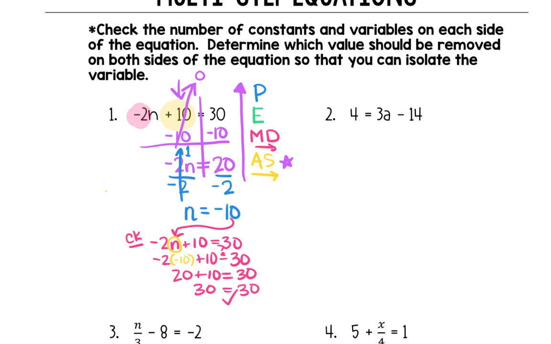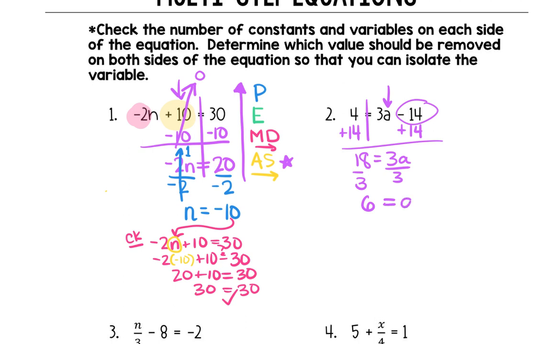Try number 2 on your own and see how you do. Number 2, again, we're trying to isolate this a. I am going to add 14 to both sides so that we can get rid of this -14 right here. It's going to give me 18 equals 3a. Divide by 3 on both sides. And a is going to equal 6.